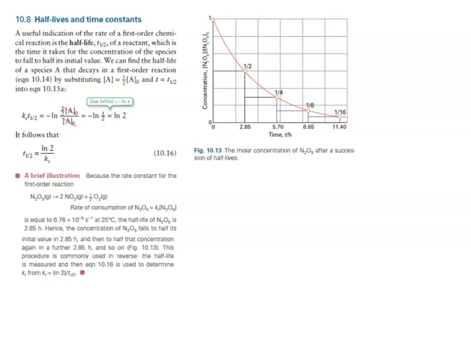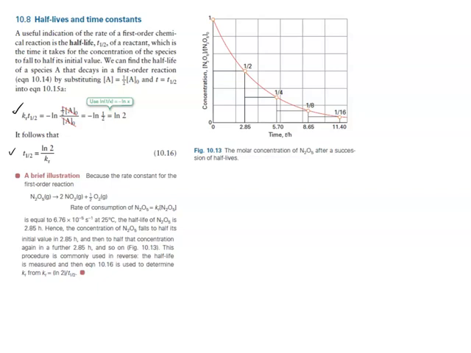We can find the half-life of a species, A, that decays in a first-order reaction, related to equation 10.14, by substituting the concentration of A equals 1/2 the initial concentration of A. Then t equals t1/2. And we can therefore create the following. So that when we rearrange, we can just say for first-order reactions that the half-life, or time to reach half the initial concentration, equals the natural log of 2 divided by k.